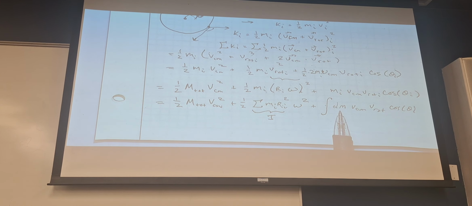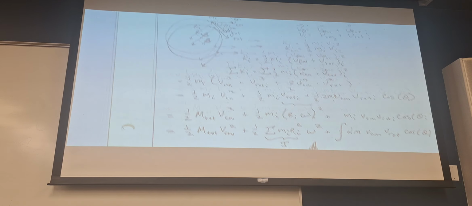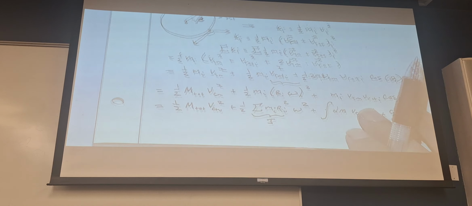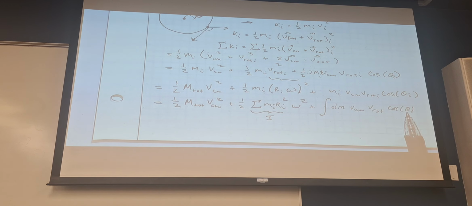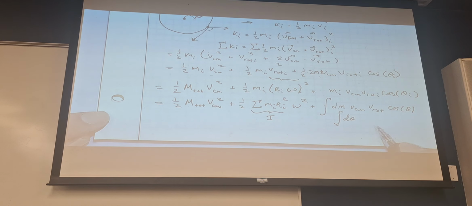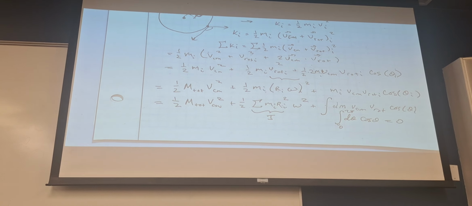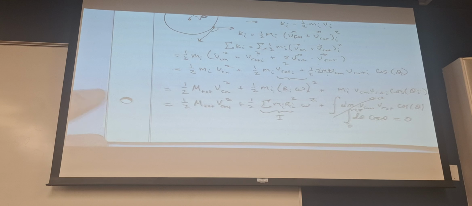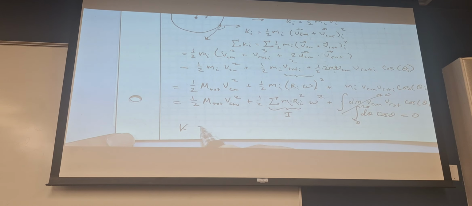Notice that this mass now is an integral, so we're going to integrate over this entire wheel. But by doing that, we have to integrate over all theta, right? And if you recall, any integral of d theta cosine theta from 0 to 2 pi is 0. So this term will give us 0. And then we're just left with the total energy as 1/2 times total VCM squared plus 1/2 I omega squared.